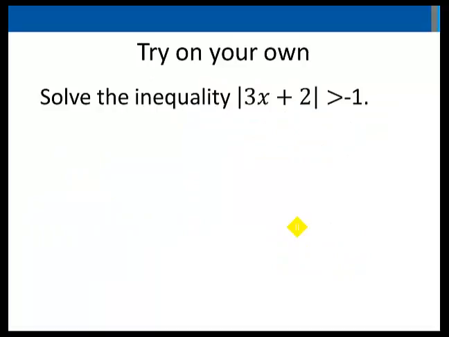Try on your own. Solve the inequality: absolute value of 3x plus 2 is greater than -1.